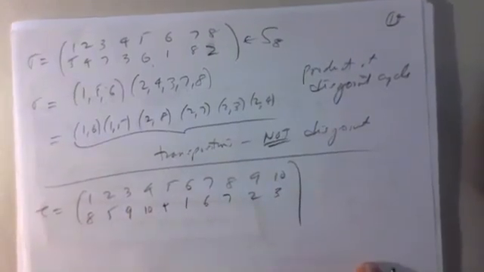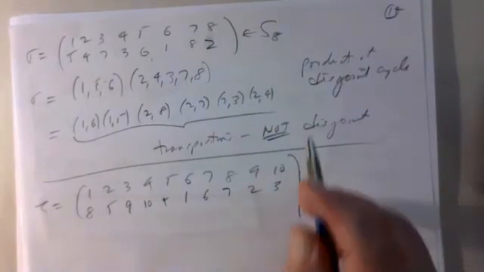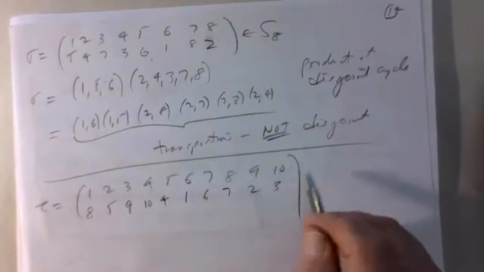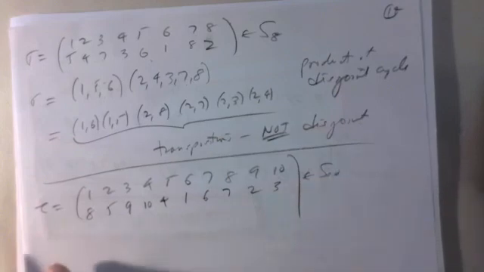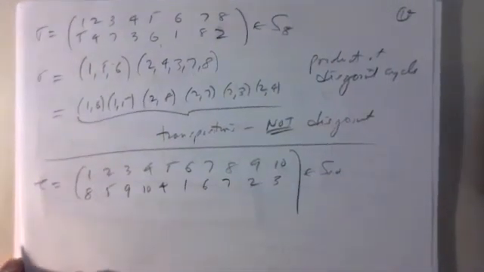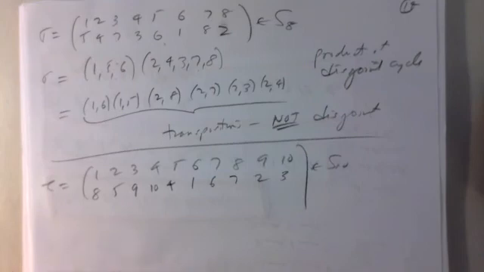Okay. So there's a permutation in S10. Write this as a product of disjoint cycles, and then write the cycles as products of transpositions. I'll give you a few minutes to work on this, and then I'll write it out myself.